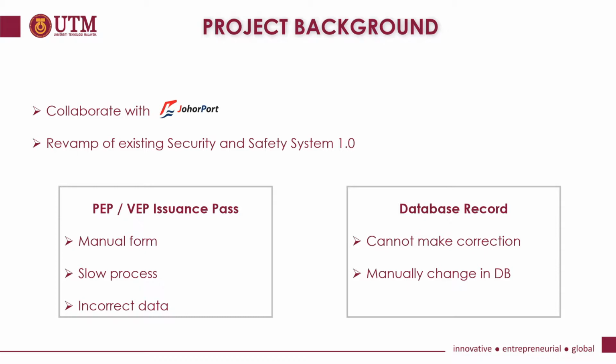Some examples of the problems in the current system are the slowness of the process of issuing an entry pass and inconsistency of database records. For example, there is no option for registering a new company if the client wants to register an issuance pass into the system. So they had to do it manually by sending a message through WhatsApp or Telegram to the ICT department. Then the programmer in the ICT department had to manually key in the new company data into the database. So Johor Port has given me a task to revamp their current existing SNS system into a new system called Johor Port Entry Pass System.